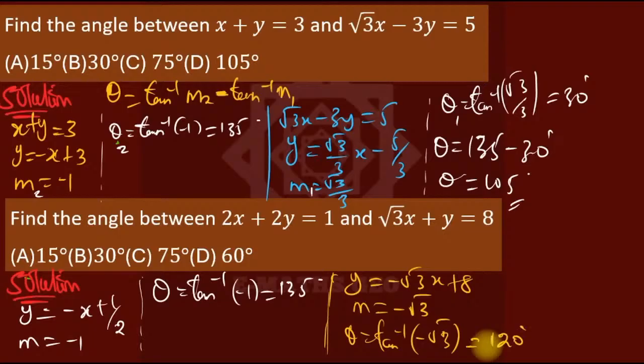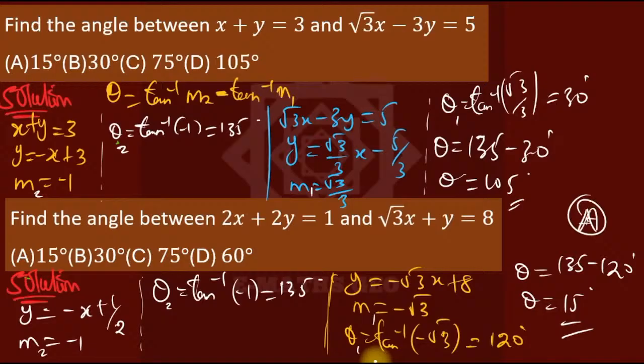Again, if you check, you see that this should be theta 2 and this is theta 1. So the angle we are looking for is 135 minus 120. So the answer is 15. That's option A. So that's how we get the angle between two lines.